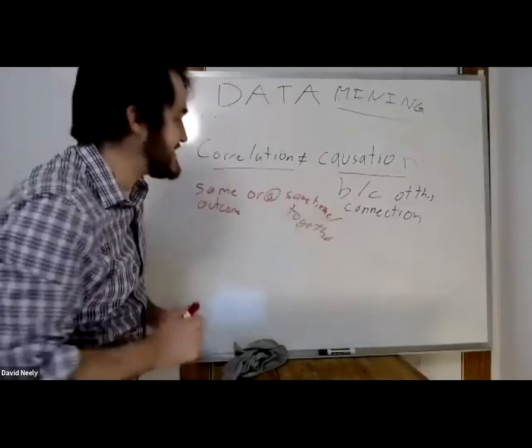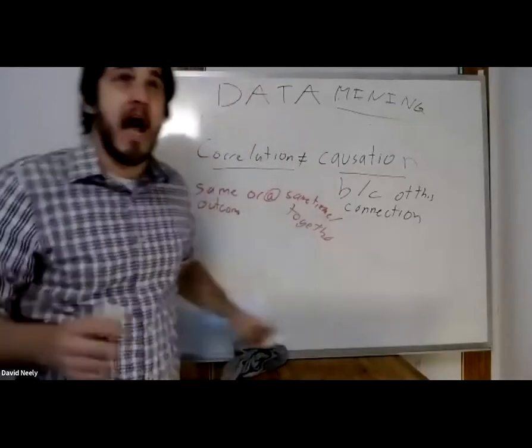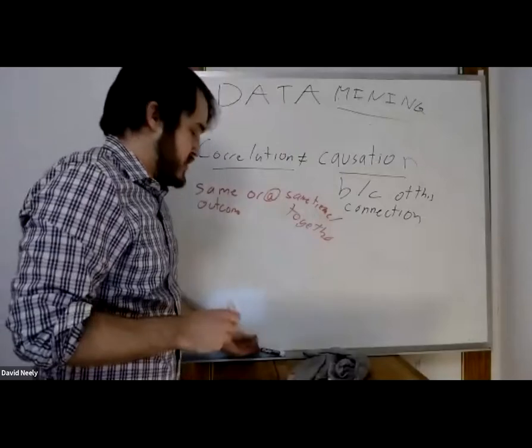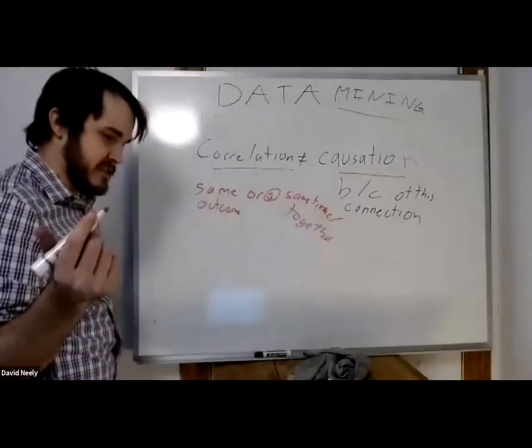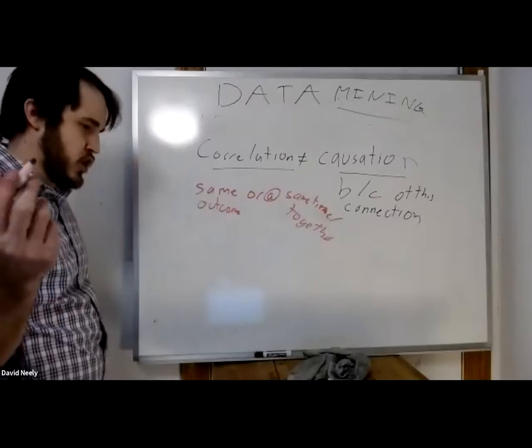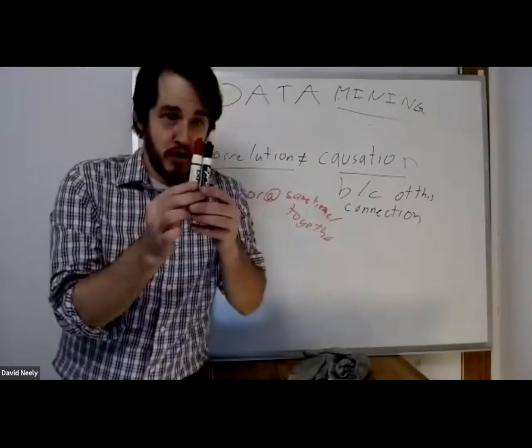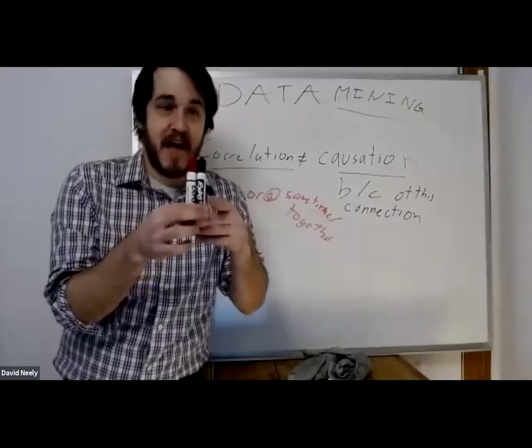Correlation, by contrast, is simply that two things go together. So for instance, to give a classical case of this, let me see if I can think of a good correlation. These two markers are going to move in a correlated fashion.